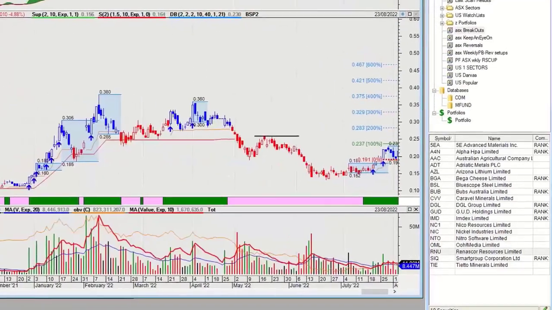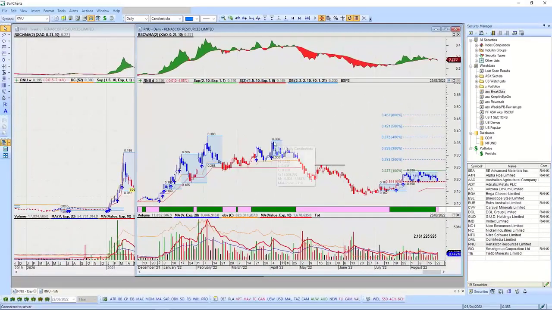Let's expand this and say, well, look, okay, if price went back to the old high, I'm getting about 2-to-1 for my trade. So that gives me an idea.